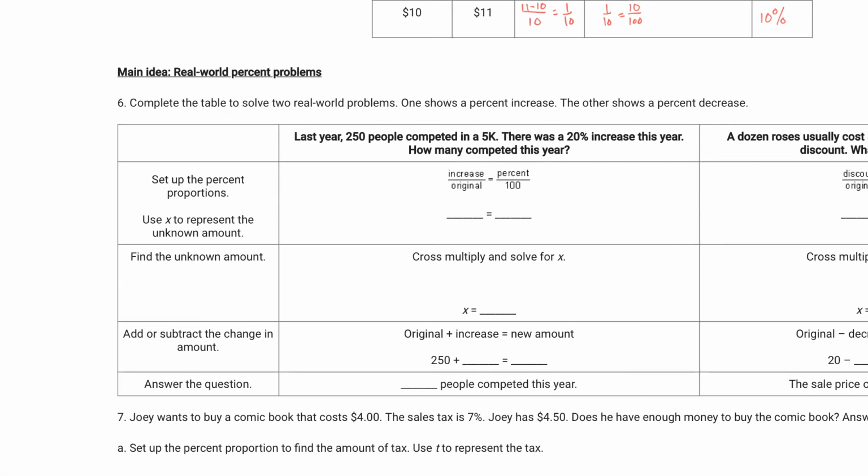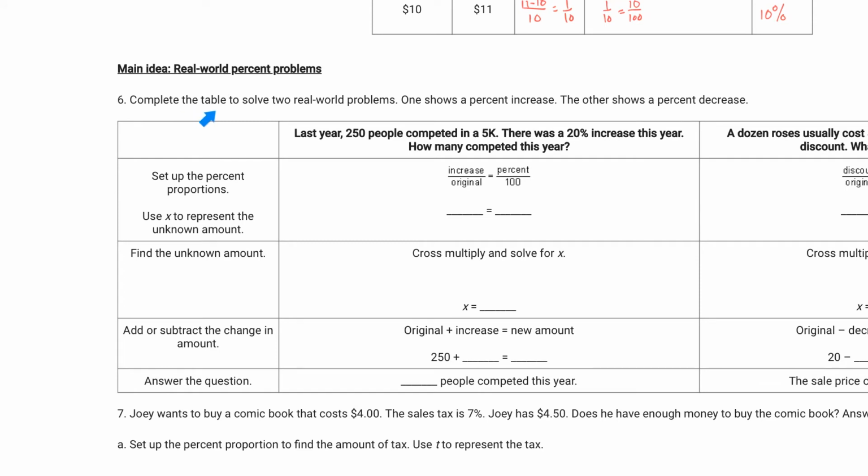Okay, so complete the table, solve 2 real-world problems. One shows a percent increase, the other shows a percent decrease. Okay, set up the percent. Oh, okay, last year 250 people competed in a 5K. There was a 20% increase this year. How many competed this year?